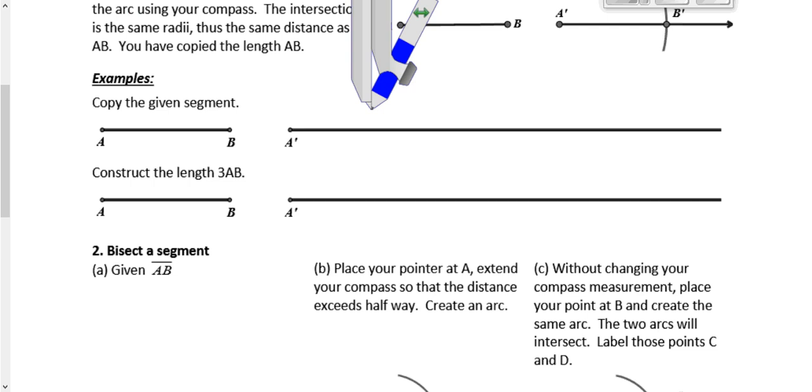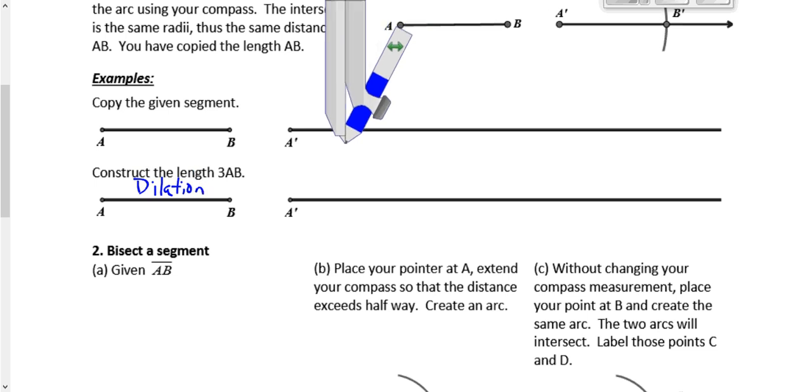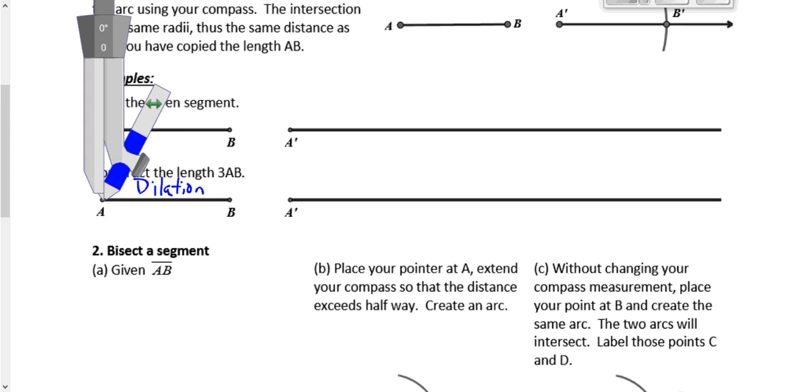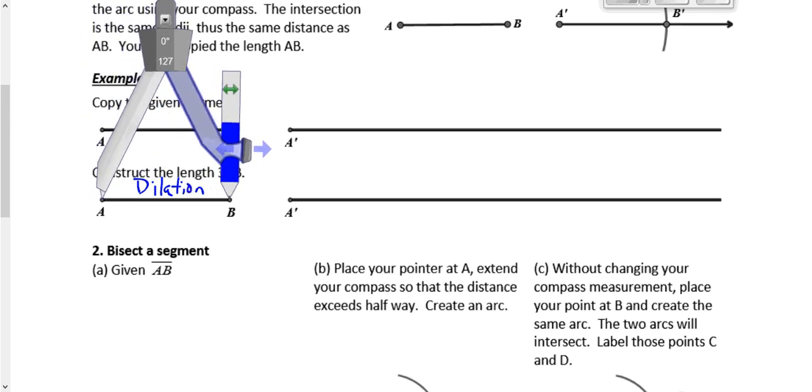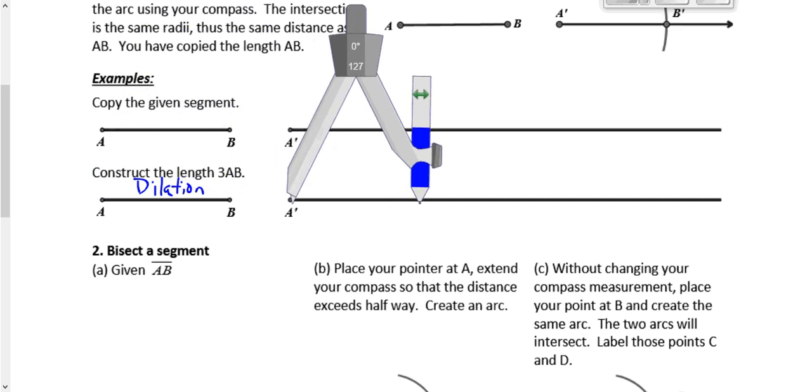So really what we're doing in a simple way is constructing a dilation. Okay? This is a dilation. It's going to be an enlargement, in fact. So what are you going to do? Going to measure it and then do what? And then just keep adding them until 3. Right. That's right.